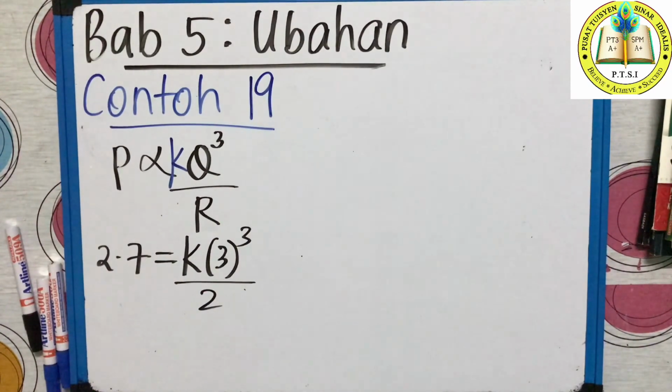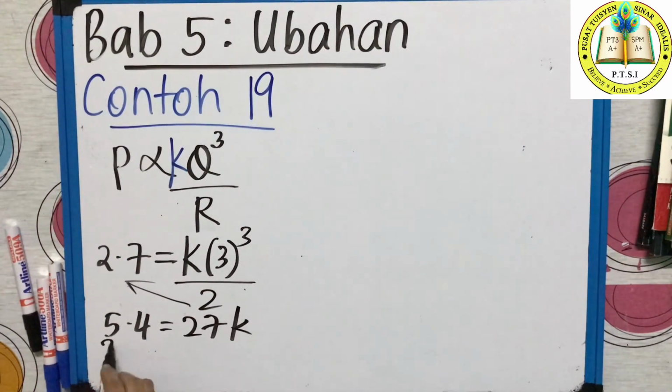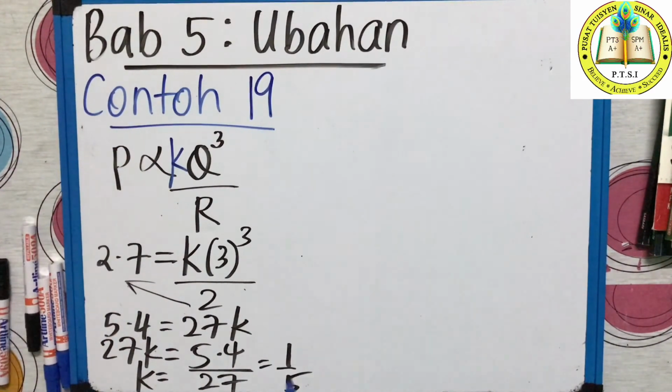Now how to solve it? Time cross. Okay? So 2.7 kamu kali dengan 2, okay? You will get 5.4 equal 3 cube is 27K. So kamu nak dapat K, 27K sama dengan 5.4. You want to get the K, 5.4 bahagi dengan 27. So 5.4 divide 27, you get 1/5. So, nilai K sama dengan 1/5. So, this is your K value.